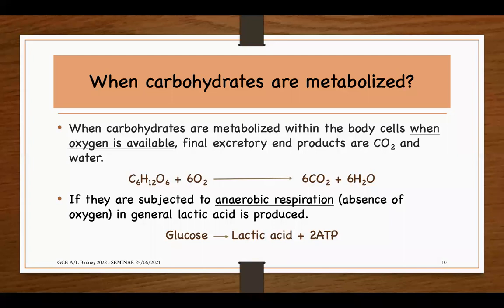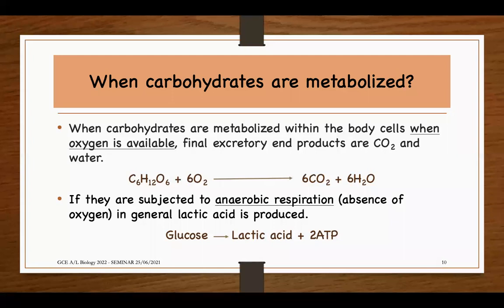So during aerobic respiration, when oxygen is available, children, the final excretory products will be carbon dioxide and water. And during anaerobic respiration, when oxygen is not available, there will be two forms of metabolism. Either carbohydrates would be metabolized to lactic acid, or otherwise alcohol will be formed. In animals, generally lactic acid is produced. So when carbohydrates are metabolized, you have to remember only two ways. If oxygen is available, carbon dioxide and water will be produced. And in anaerobic respiration in animals, lactic acid will be produced, and the amount of ATP produced will be very less comparatively.